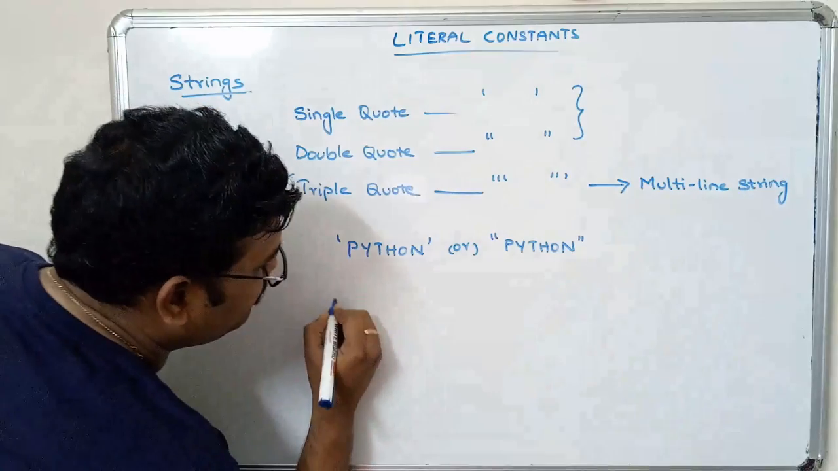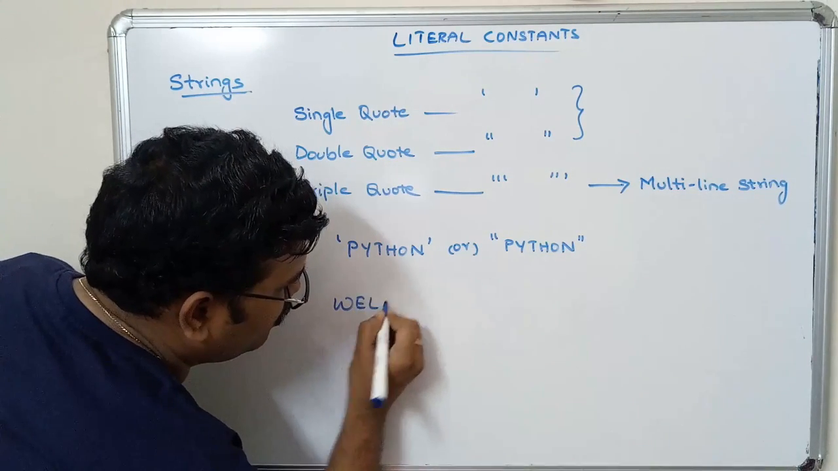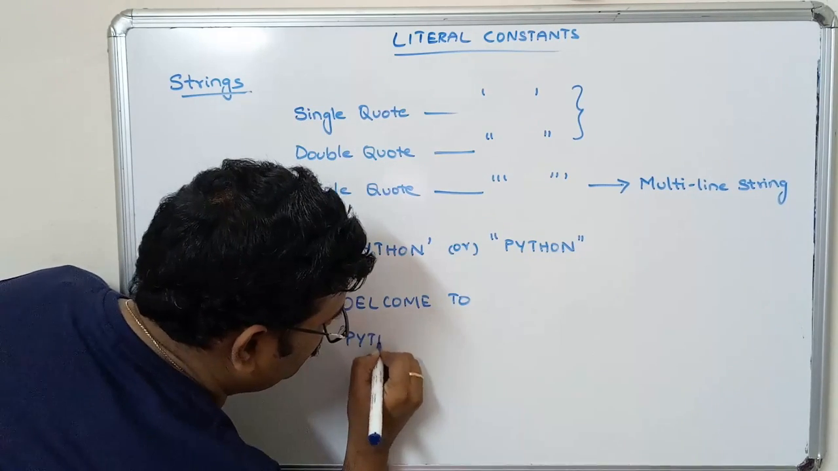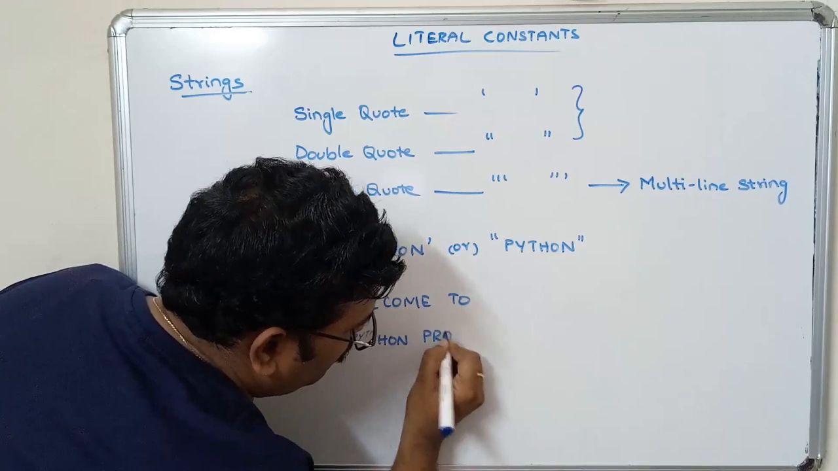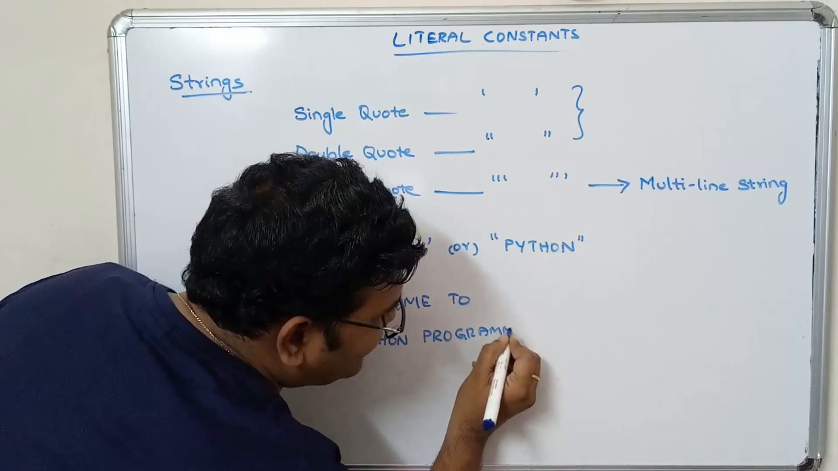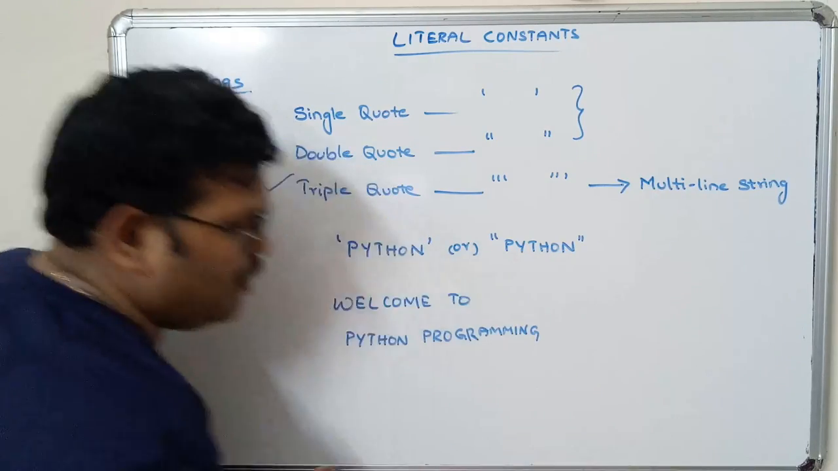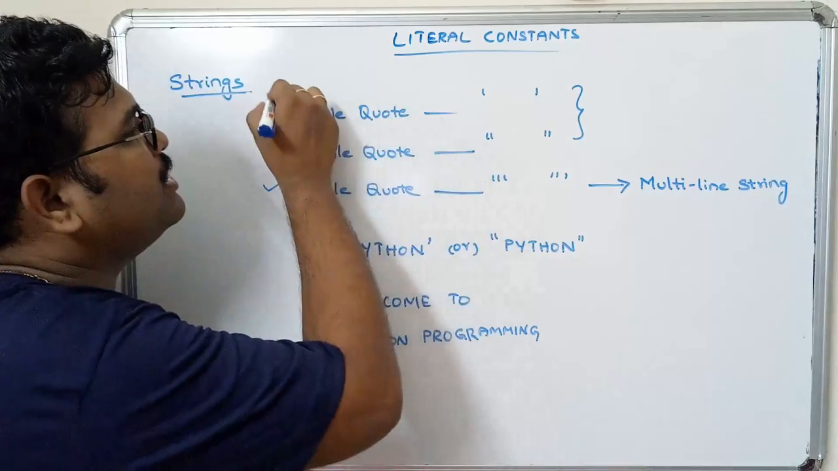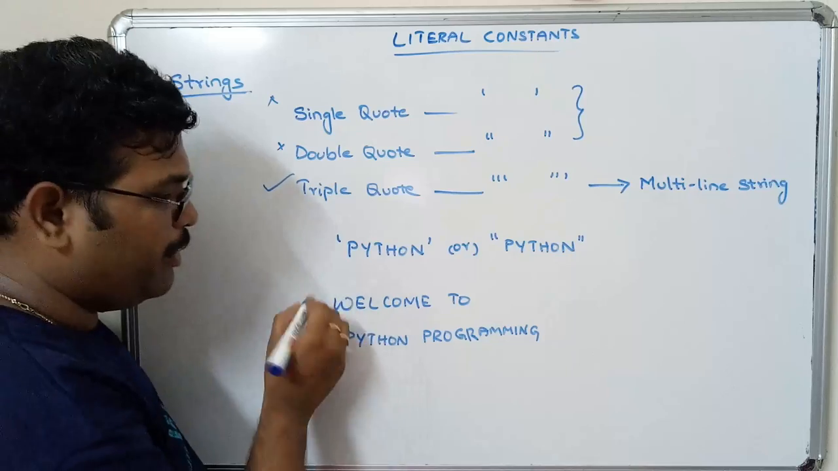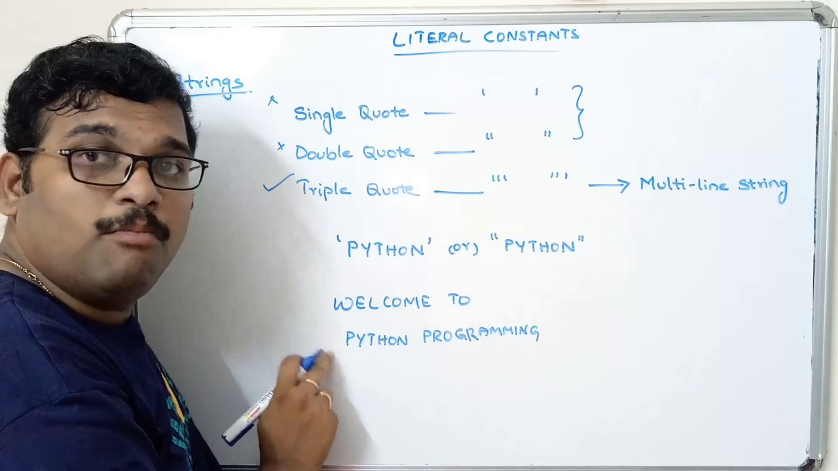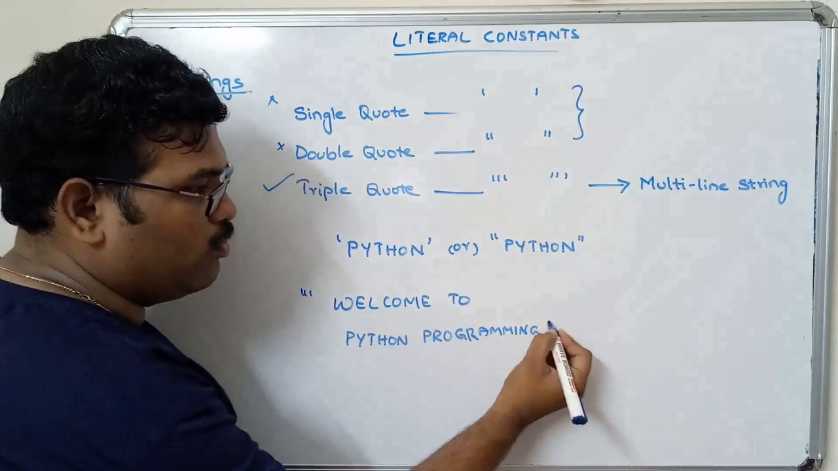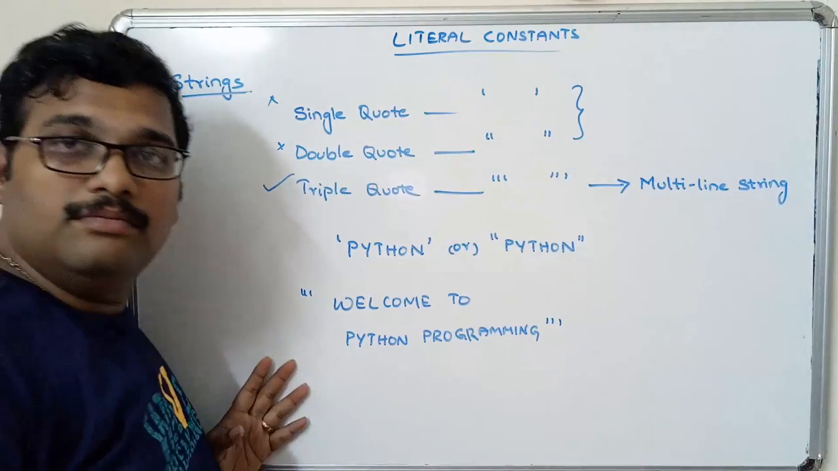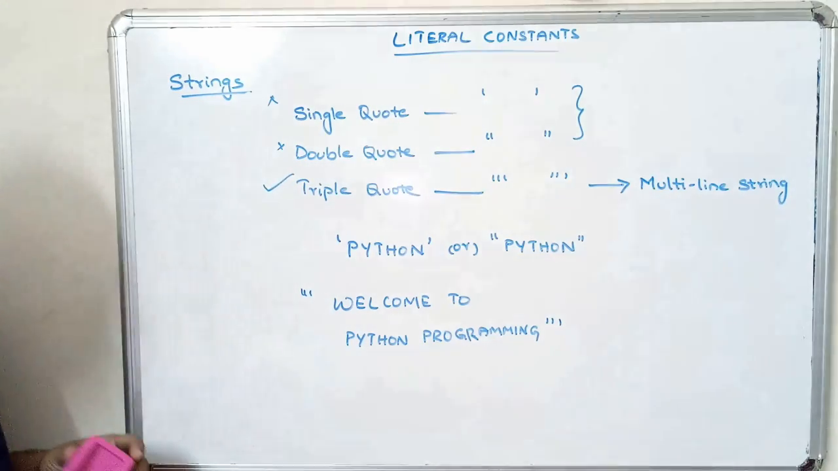So for example, if you had a string, welcome to Python programming, and this string is in two lines, we need not use single quote or double quote. We have to use the triple quote because this string appears in more than one line. So use the triple quotes. Hope you understood the strings. Now, next.